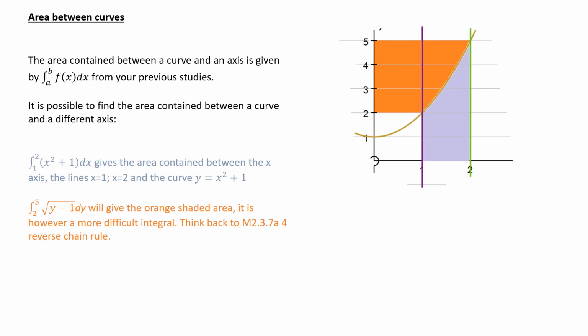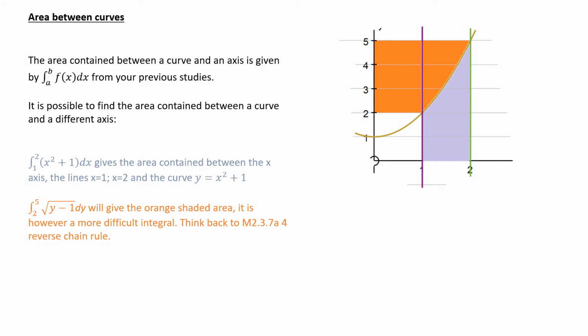Obviously my function is, in this particular case, the integral between the limits of x with respect to y. But my curve is y equals x squared plus 1, so therefore I've got to do y minus 1 is equal to x squared, therefore x is the positive root of y minus 1. And so therefore my limits are y equals 5, y equals 2. So the integral between 5 and 2 of the root of y minus 1 with respect to y will give me the orange area. It's a more difficult integral, but not impossible.